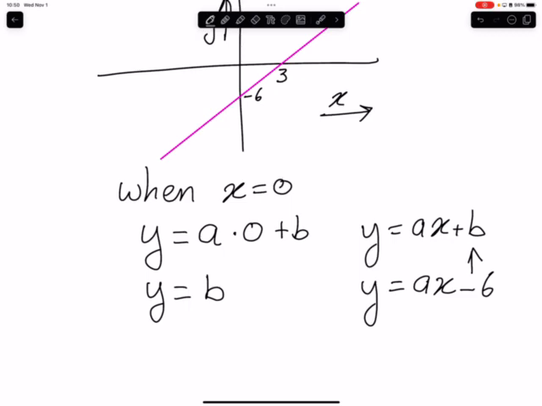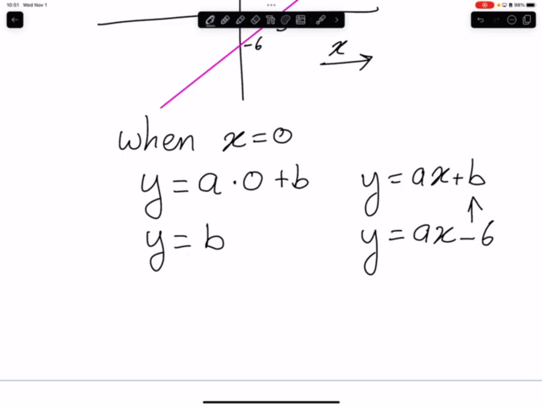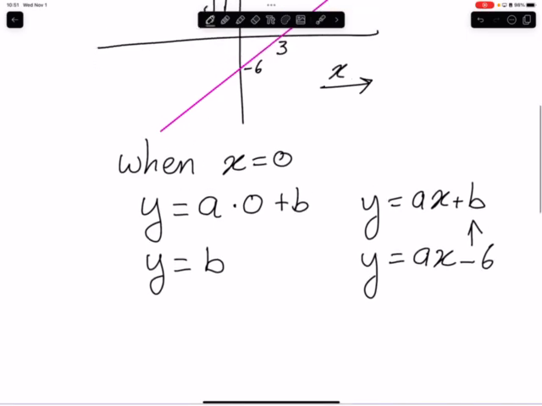Now, what is the gradient? The gradient means every step that it goes up with. In the Dutch version, they say hellingsgetal, richtingscoëfficiënt. That is called the gradient. And the gradient has a formula. To find the gradient, you need 2 coordinates. Any 2 coordinates. It doesn't matter.